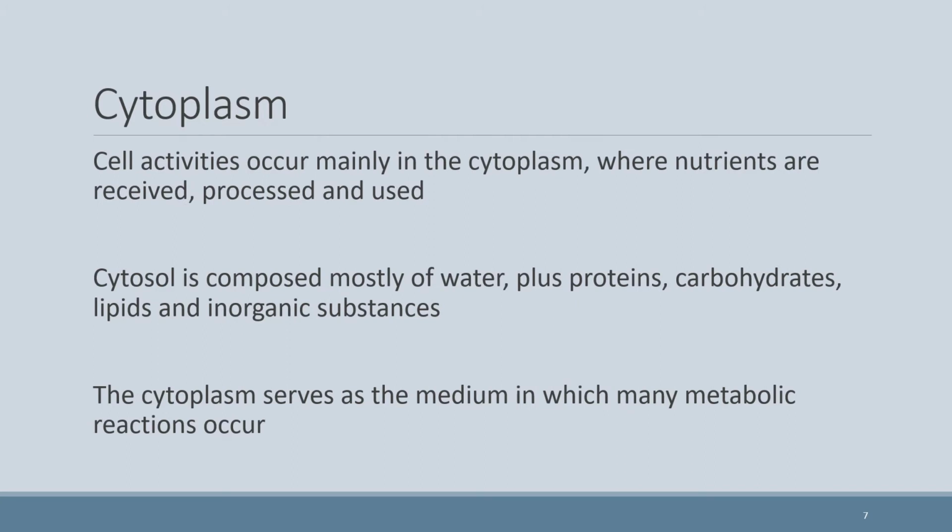Cell activities occur mainly in the cytoplasm, as we previously mentioned. This is the place where nutrients can be received, processed, and used. The cytosol is just the same thing; cytosol and cytoplasm can be used interchangeably in your textbook and throughout various sources, depending on what you're looking at. The cytoplasm is composed of mostly water plus proteins, carbohydrates, lipids, and inorganic substances. As we have mentioned a few times now, the cytoplasm serves as the medium or the background in which many of our metabolic reactions will occur.